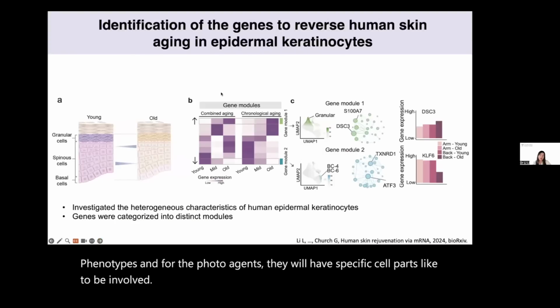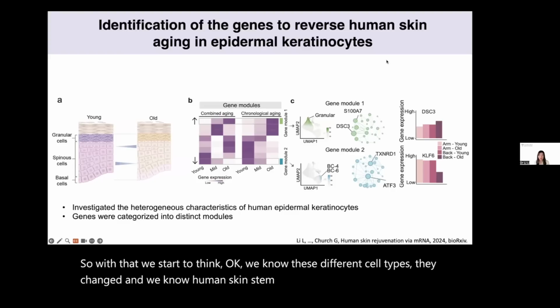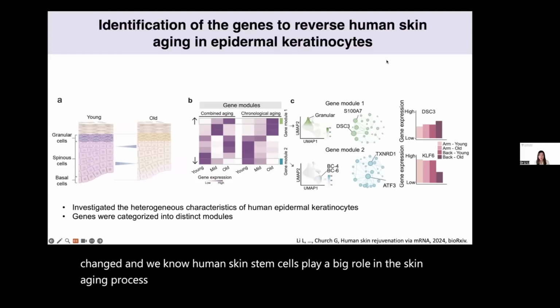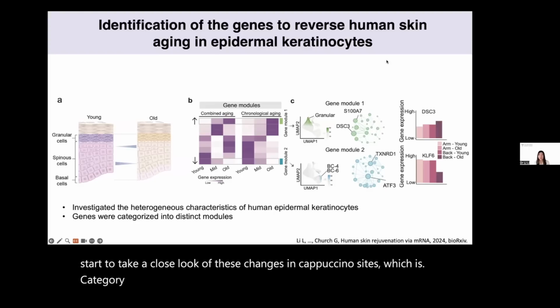So with that, we start to think, okay, we know these different cell types changed, and we know human skin stem cells play a big role in the skin aging process. And which is the gene? How can we do that? Then we start to take a close look at these changes in keratinocytes, which is a category that includes human skin stem cells.